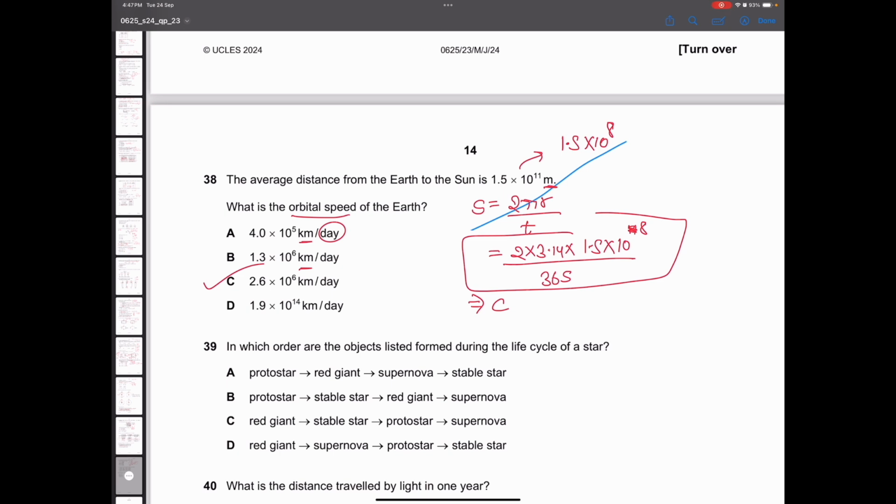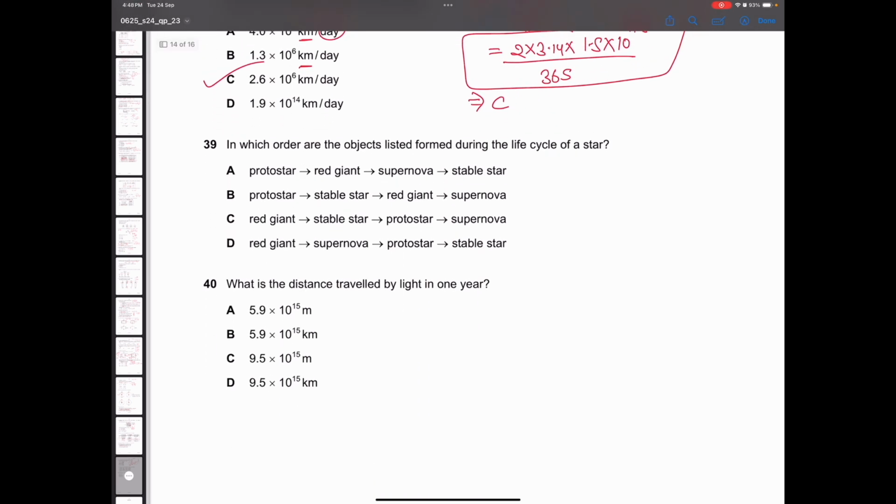Now, next question. Question number 39. In which order are the objects listed formed during the life cycle of a star? Okay. We know that the protostar is the first one, so option C and D get cancelled out. Protostar is there. Then a main sequence star is there, which is the stable star. Red giant, then supernova. Alright, so option B is the correct one. This order is written in the syllabus guide. Make sure to have a look there. Correct answer will be B here.